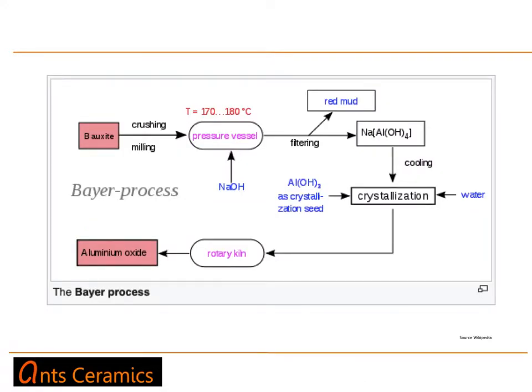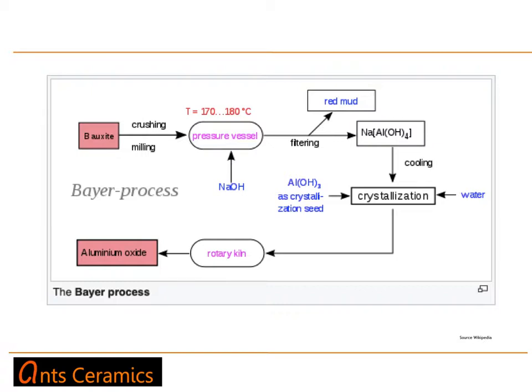So in the Bayer process, from bauxite, aluminium is being made. The bauxite, after mining, is crushed, milled, and then kept in a pressure vessel at a temperature of 170 to 180 degrees centigrade with sodium hydroxide. In this section, the alumina reacts with sodium hydroxide and forms sodium aluminate. The rest of the part is filtered out as red mud.